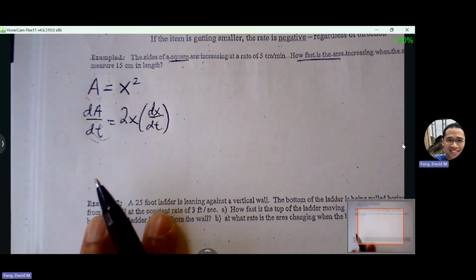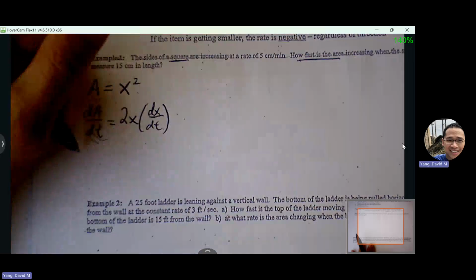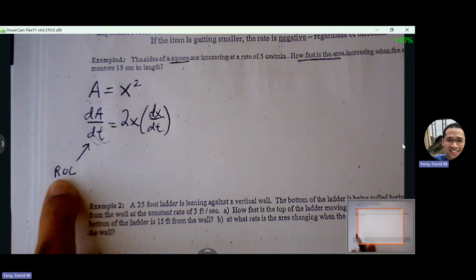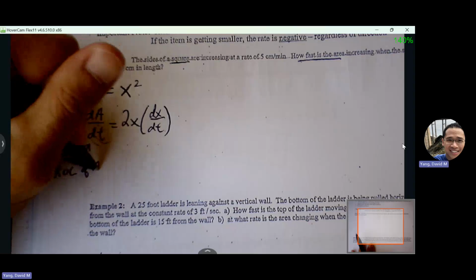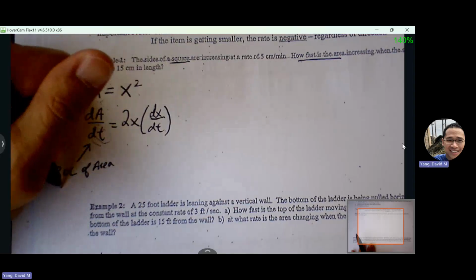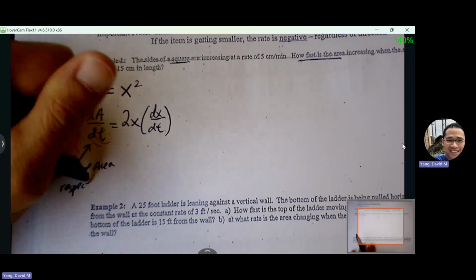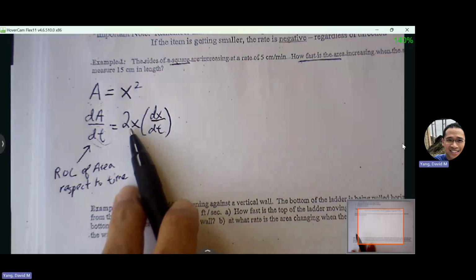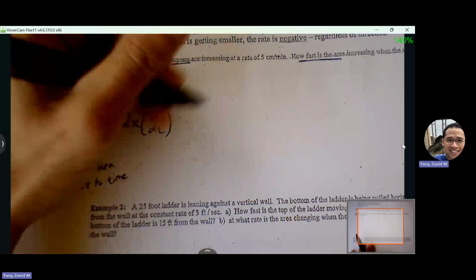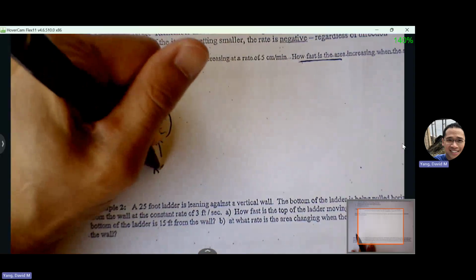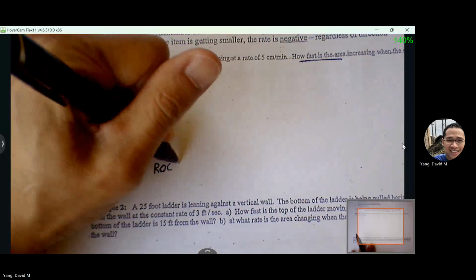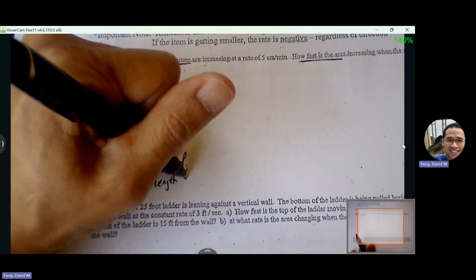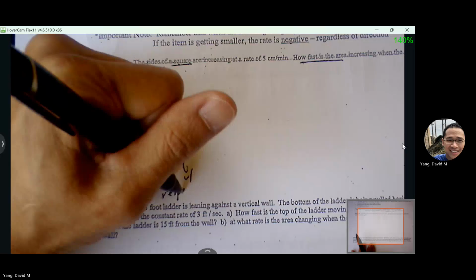So let me identify what these variables mean. dA dt represents the rate of change. I'm going to abbreviate rate of change with ROC. So rate of change of area with respect to time. We know x is the side length of a square, and dx dt is the rate of change of the side length with respect to time.